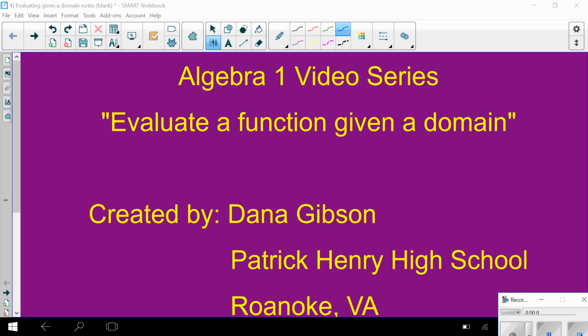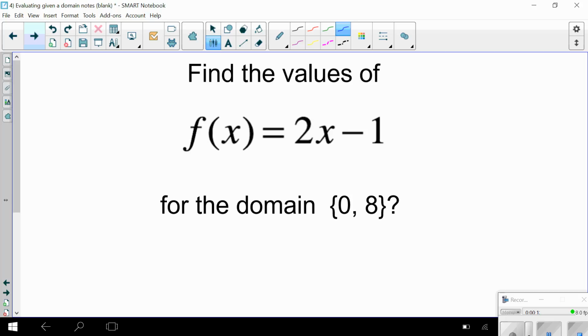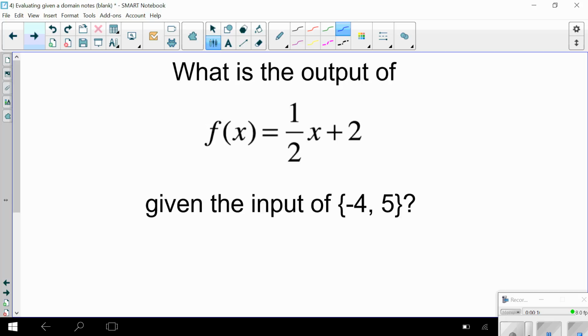Today we're going to evaluate a function given a domain. This question can be asked three different ways. What is the range of f of x given the domain of -4 and 5? Find the values of f of x given a specific domain. And what is the output of f of x given the input?